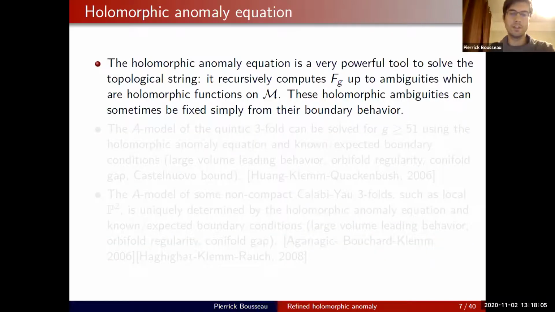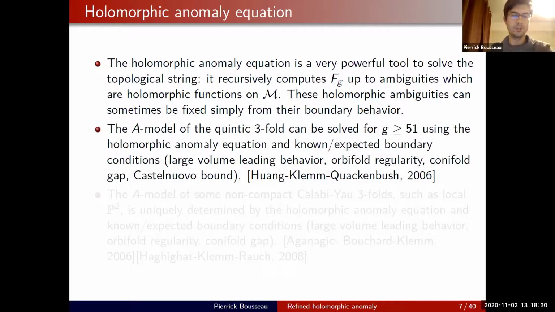And the holomorphic anomaly equation is a very powerful tool to solve the topological string because it gives you a way to recursively compute F_g up to ambiguities, which are holomorphic functions on the moduli space. And often, if you know enough information about the boundary behavior of these holomorphic ambiguities, you can fix them uniquely because holomorphic functions are extremely rigid objects. Here are just some examples of such a thing. The A model of the quintic threefold was solved for g less or equal than 51 (here there is a typo) using the holomorphic anomaly equation and known or expected boundary conditions.